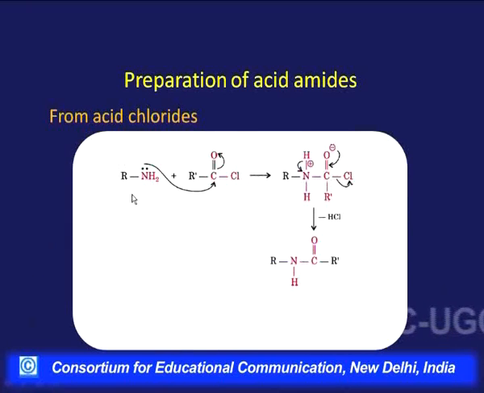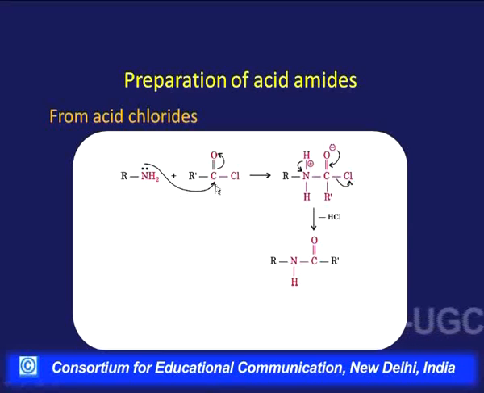If in place of ammonia we use some amine, here also nitrogen has a pair of electrons and it can act as a nucleophile. So, when amines are treated with acid chlorides, in a similar manner as the reaction of ammonia, we get the corresponding amides, which will have the substituent present here. So, we will get secondary amides. The reaction proceeds exactly in the same way.